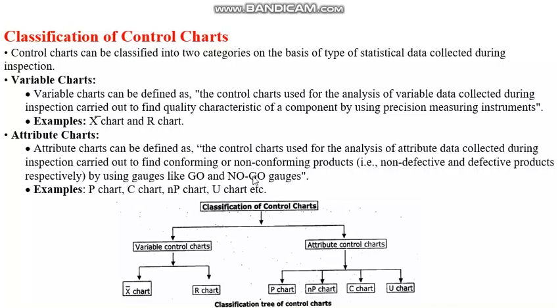Attributes, the data that you give doesn't come in fractions, whereas variable data comes in fractions. So if the data is variable data, then use variable charts, X bar chart, R chart. If it is attribute data, then it is P chart, C chart, NP chart, U chart, etc. So now the classification is broadly variable control charts and attribute control charts. In variable control charts, you have X bar chart, R chart. In attribute control charts, you have P chart, NP chart, C chart and U chart.